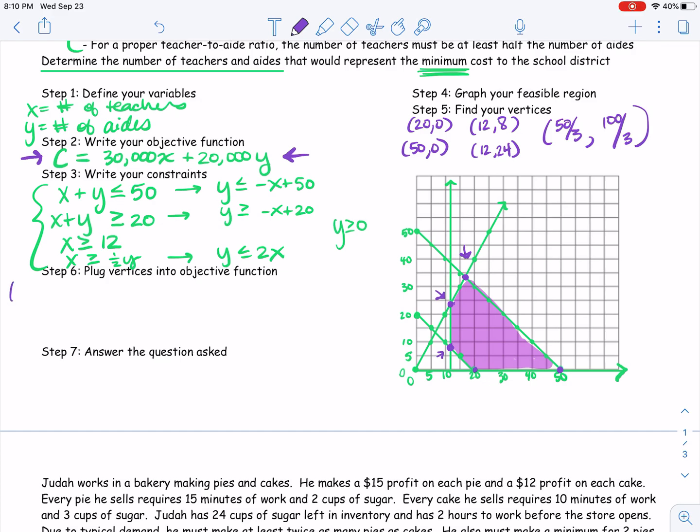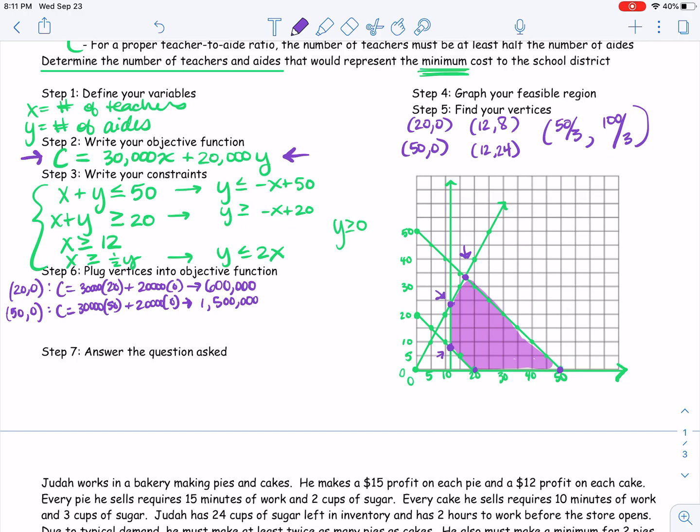Okay, so I plug in those vertices. Let's say I start with 20 comma 0. Then that means I have C equals 30,000 times 20 plus 20,000 times 0. That's going to give me a cost of 600,000. Okay, now I'll go to 50 comma 0. 30,000 times 50 plus 20,000 times 0. That gives me 1,500,000.